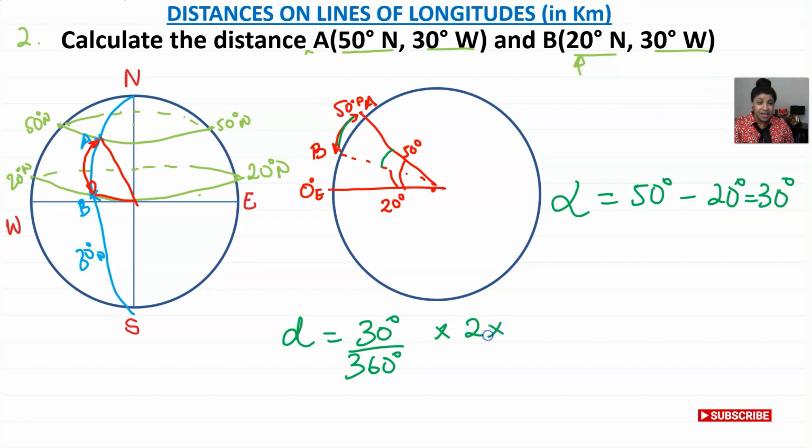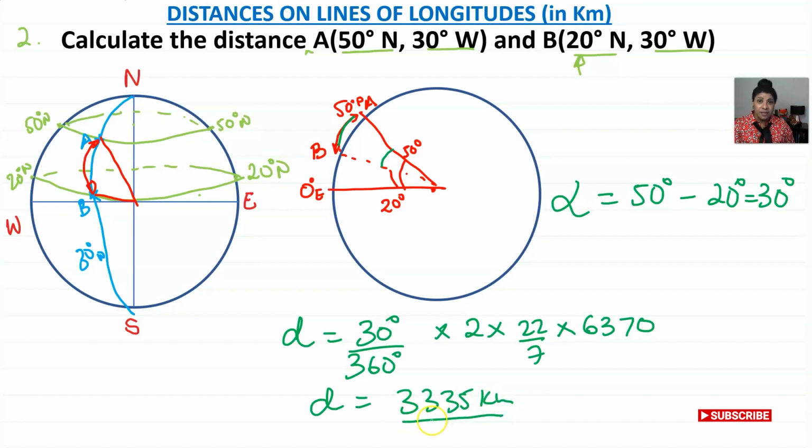So times 2 times pi, which is going to be 22/7, and times radius, which is the radius of the Earth, 6,370. If you work this out, you will get D equals 3,335 kilometers. That's the answer for question 2. Now, what you need to note is, if they are in the same hemisphere, you subtract the angles to get your alpha. If they are in different hemispheres, you add the angles to get your alpha.